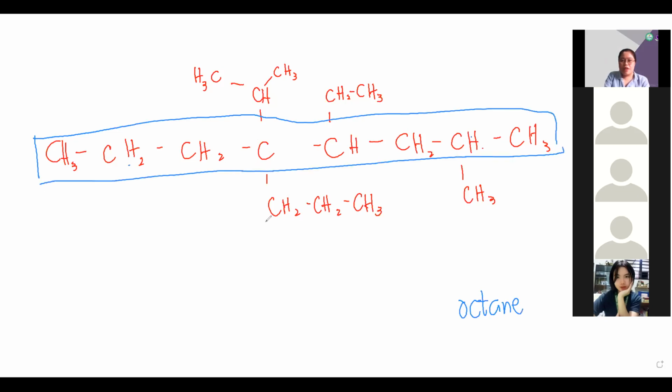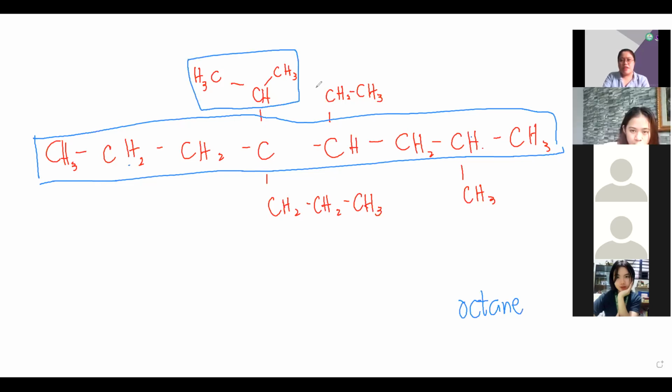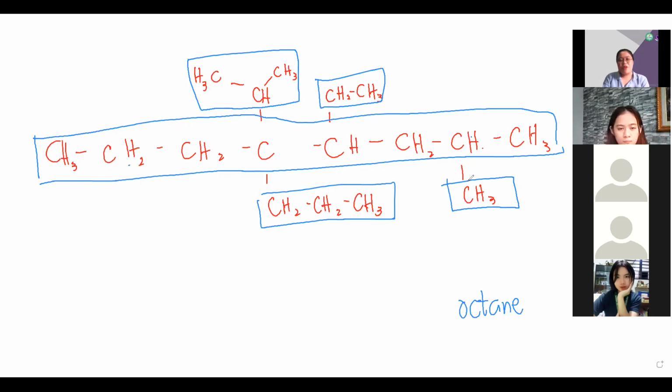Kasi kanina pwede kang lumiko here. 8 chains pa rin yun, pero magkaparehas lang naman yung counting na yan. Doon na ako sa mas madali ko ma-identify yung ating mga substituent. So this is a substituent here. This one also. This one. And then this one. So meron tayong 4 na substituent.